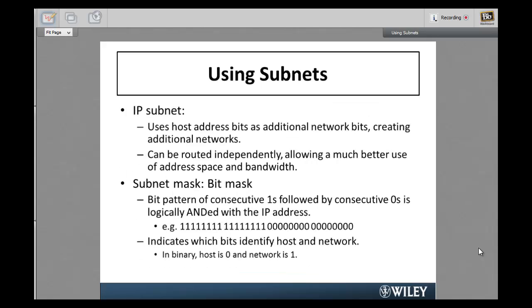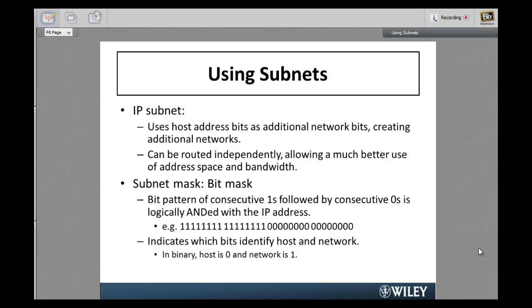So there is something called the IP subnet, which actually uses host address bits as additional network bits, creating additional networks. These can be routed independently, allowing much better use of address space and bandwidth.